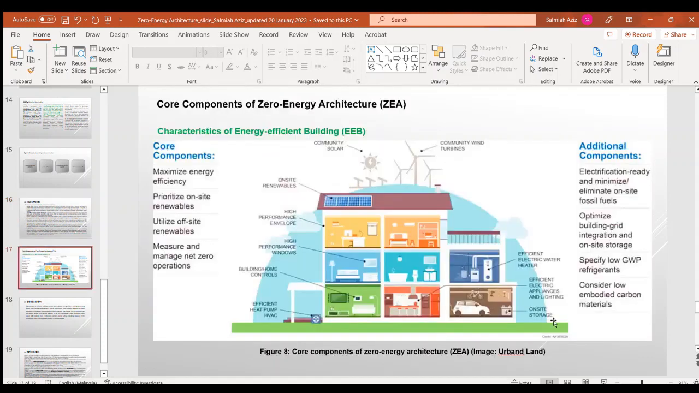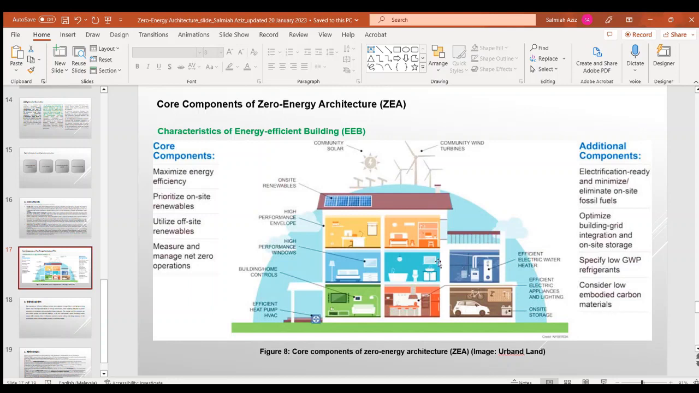We go for the conclusion of the zero energy architecture. So there are core components for the building, which are maximize energy efficiency, prioritize on-site renewables, utilize off-site renewables, and also measure and manage net zero operation. So additional components include electrification readiness and eliminating on-site fossil fuels, optimizing building grid integration and on-site storage, specifying low GWP refrigerants, and also considering low embodied carbon materials.